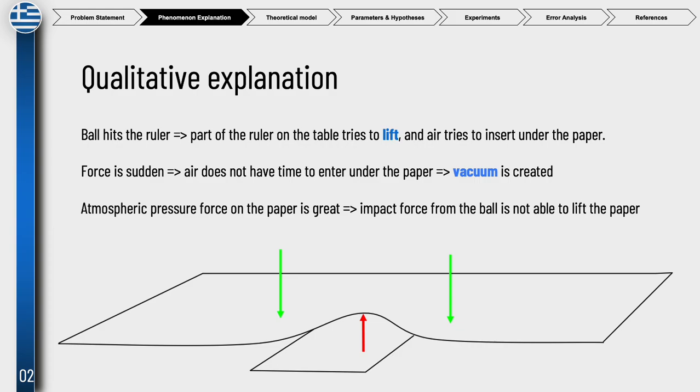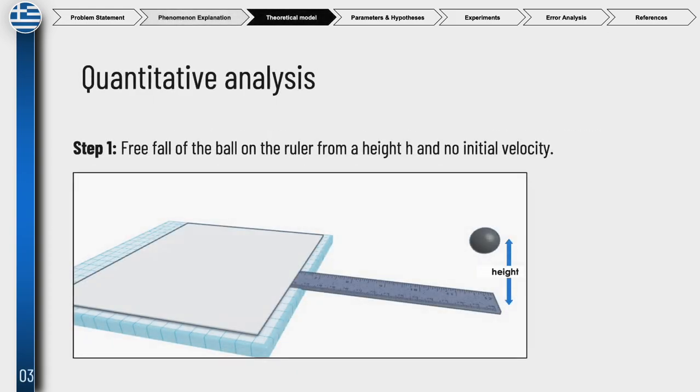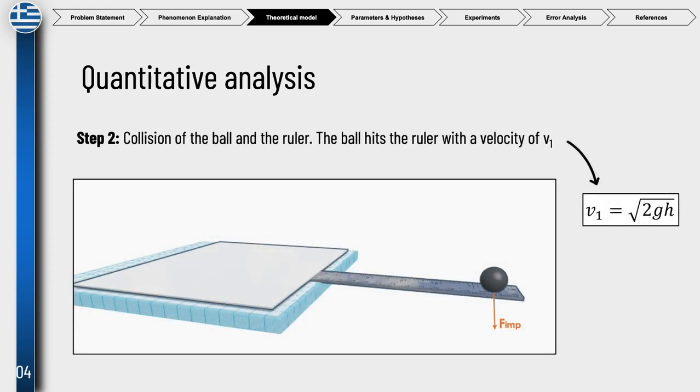Now that we have some sort of understanding of what is happening qualitatively, we can move on to the quantitative analysis of the phenomenon. We will decompose this analysis into separate steps, beginning with the free fall of the ball on the ruler from height h and no initial velocity. Then we have the collision of the ball and the ruler. The ball basically hits the ruler with a velocity of v1, which can be calculated.